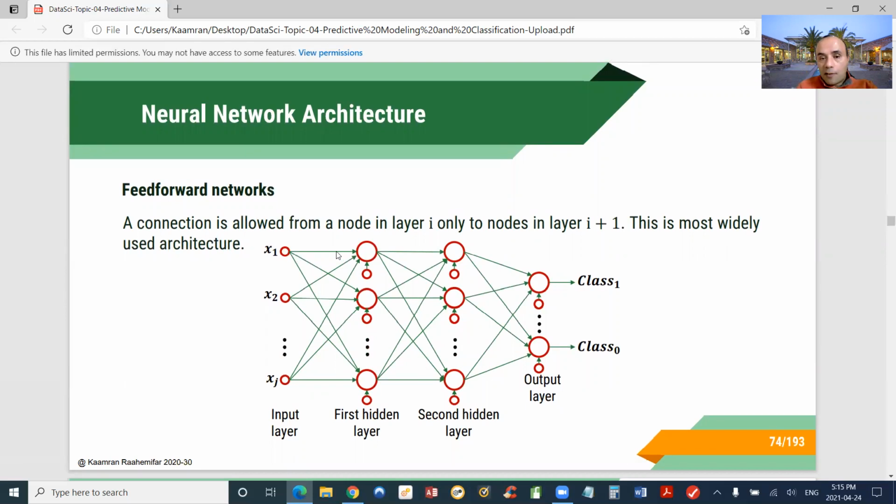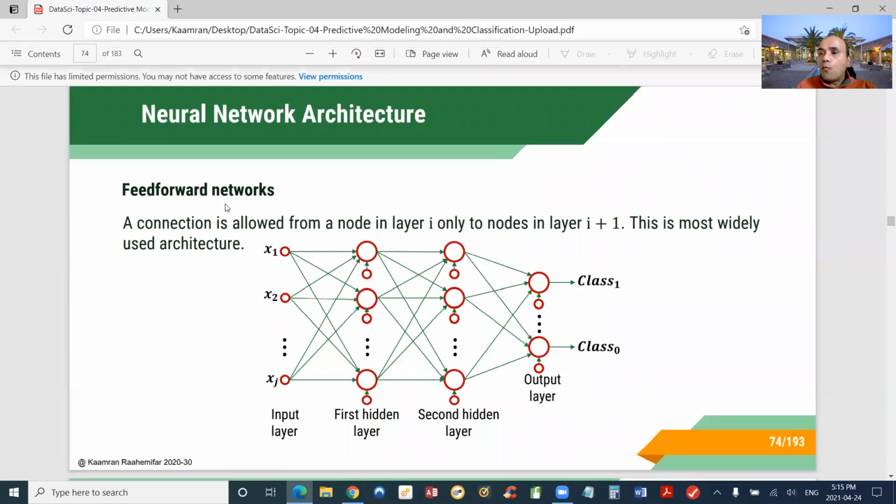So this one is connected to this, but this one is not connected to this. This one is connected to this, and this could be connected to this. This is the upcoming layer, this is the future layer. Those connectivities are allowed, but this one is not connected to the one after the next layer. This is not connected to this one.